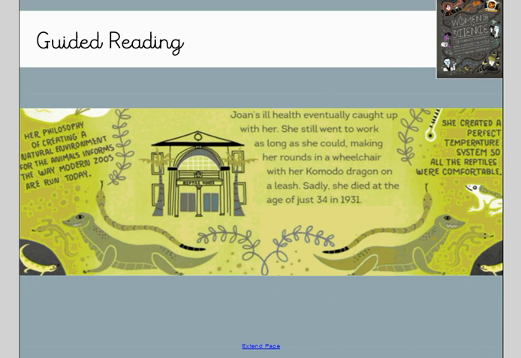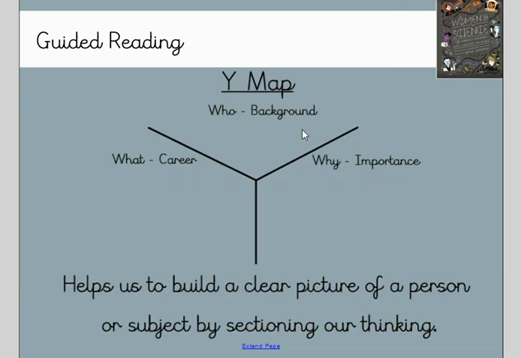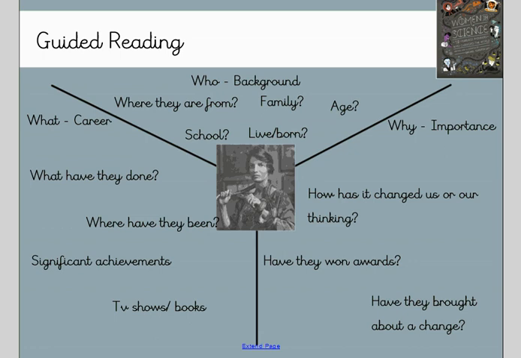Then what I would like you to do is to create a Y map. We're going to use the same format as we used the other day, but you're going to use that skill to create a really clear picture of Joan. So who she is, what she did, and why it's important. And you're going to use the information from the biography, which is on the video before this.